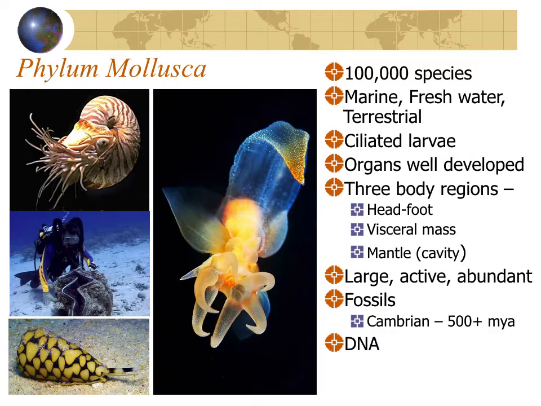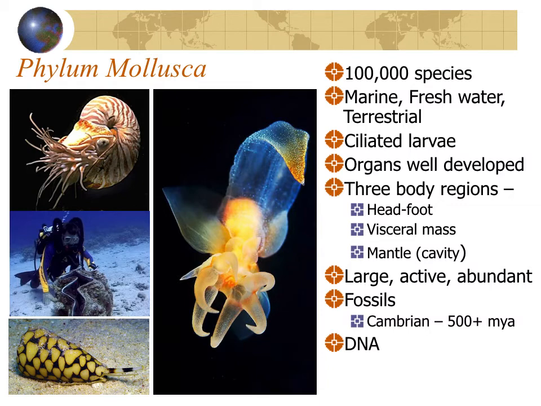Now, the one big group of invertebrate animals without backbones that has some large organisms are the mollusks. There's over 100,000 different kinds of mollusks. These include the clams, the snails, and nudibranchs and slugs.